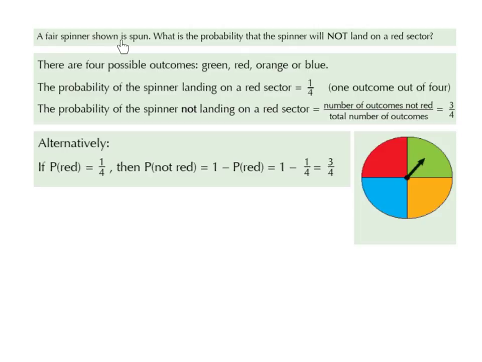A fair spinner shown is spun. So it's fair, which means it's unbiased, which means we have an equal chance of landing on any of the sectors. What is the probability that the spinner will not land on a red sector? Well, there are 4 possible outcomes: green, red, orange, or blue. So there are 4 possible outcomes in total.